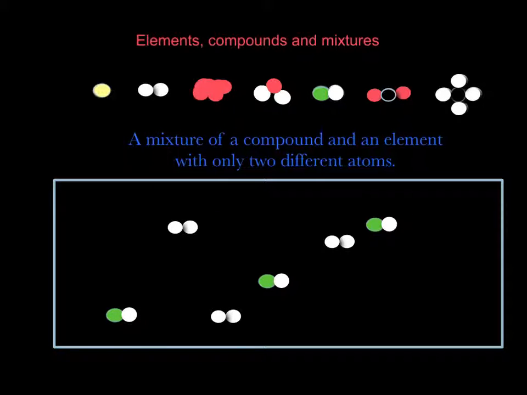This is a mixture of a compound and an element with only two different atoms because the two white atoms bonded together is the element, and the white and green atom bonded together is the compound, and there's only two different types of atoms used. There's the white atom and the green atom.